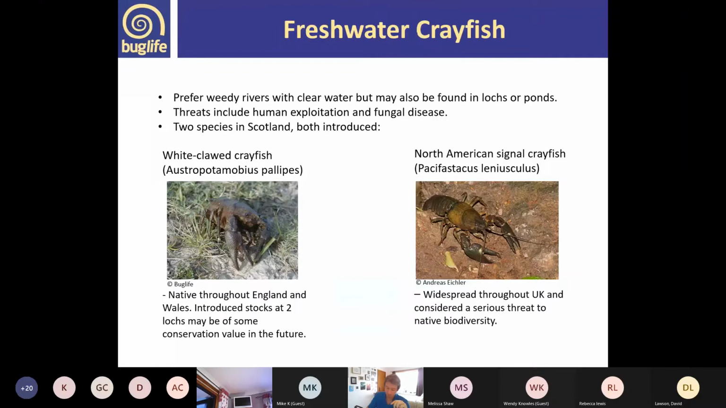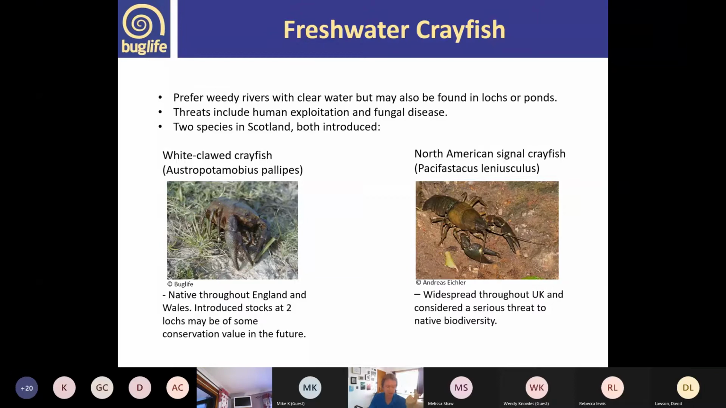Okay, moving on to the freshwater crayfish. Crayfish prefer cleaner, flowing water, but can also be found in lochs and ponds. They're more often found in streams and rivers. There are no native species of freshwater crayfish in Scotland, but two have been introduced.